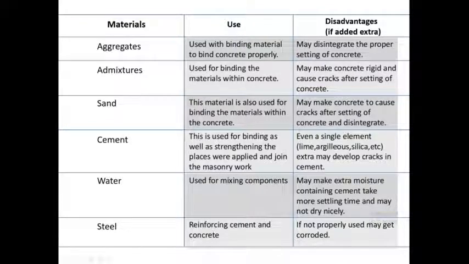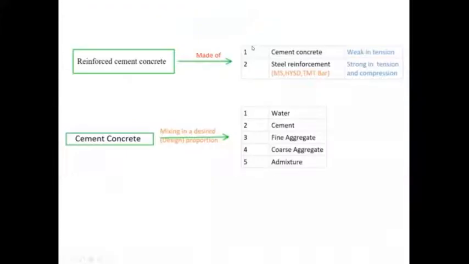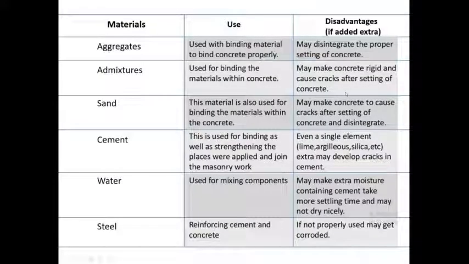Then you have water and admixtures. Admixtures are the agents which you add to the mixture of dry concrete or wet concrete, where they act as a catalyst. It hardens the concrete faster, or it gives it waterproofing capacity, and so on and so forth. So depending on the usage, different admixtures are available. Admixtures, if they are changed in proportion or not in the proportion, may make the concrete rigid and eventually cause cracks.